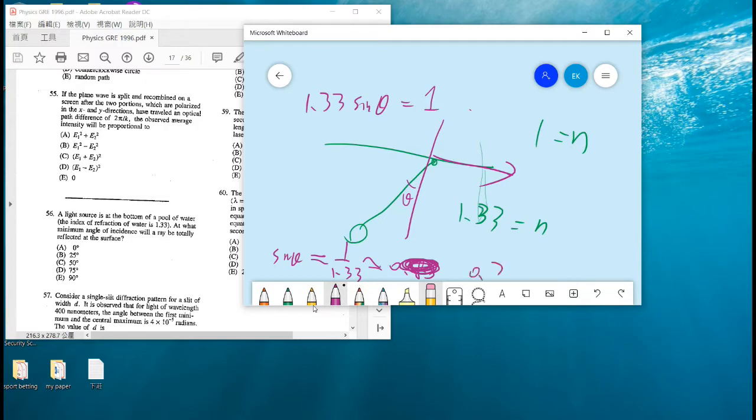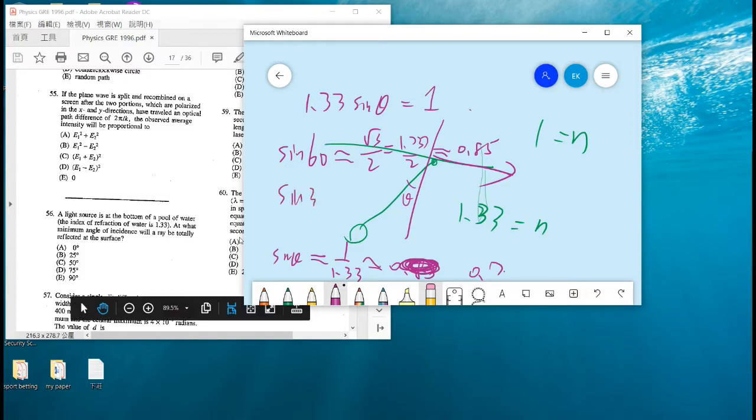So now the question is, which one is close to 0.75? You see sine 60 is square root of 3 over 2, so it's 1.73 divided by 2, so it's 0.87. And sine 30 is 0.5. So the angle must be between 30 and 60. So the answer is 50.